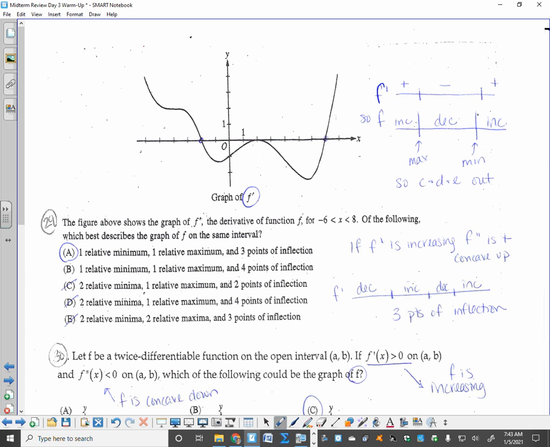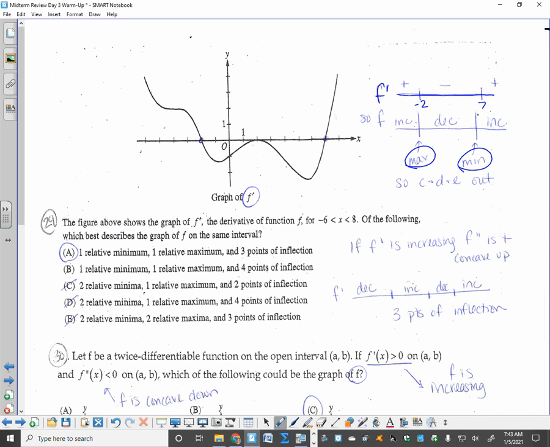So I came over here and just did this number line. So f prime is positive, looks like, to -2. And then it's negative to 1, 2, 3, 4, 5, 6, 7. And then it becomes positive again. So that means that f is increasing and then decreasing and then increasing. So if I'm increasing and then decreasing, there's going to be a max there and there's going to be a min there.